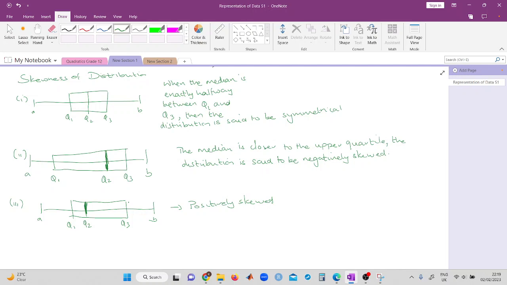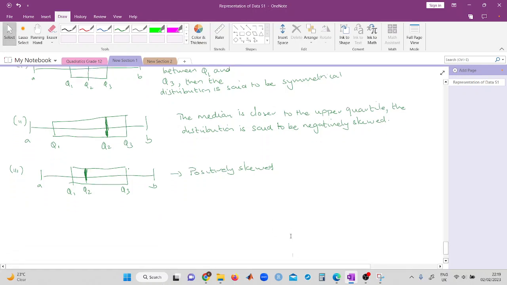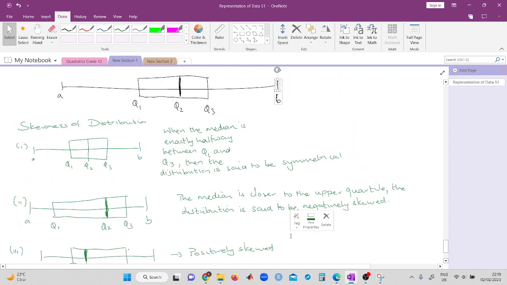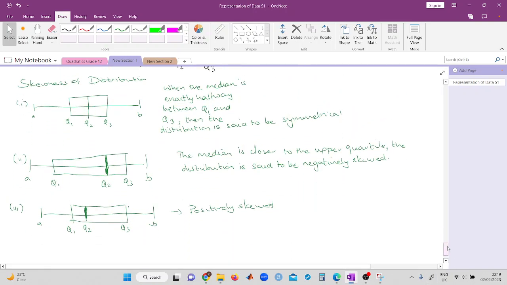Okay? So this is how you know whether the distribution is skewed. Okay, and then you also have the stem and leaf diagram. This is quite simple. Stem and leaf, something really brief. I'm sorry, let me take a screenshot and then we move to stem and leaf.